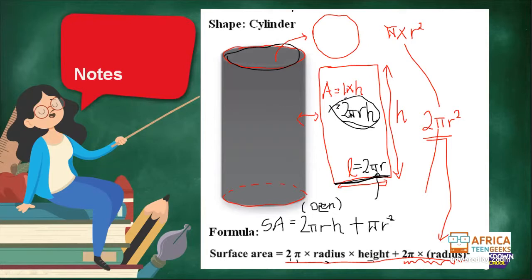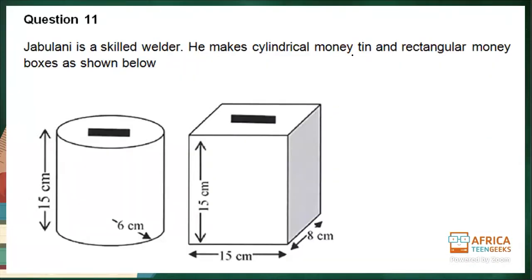Okay, hopefully you guys can understand what's happening. Now let's look at examples. The first question reads, question 11: Jabulani is a skilled welder. He makes cylindrical money tins and rectangular money boxes as shown below. So there's your cylinder, and then there's your rectangular box. The dimensions are given.